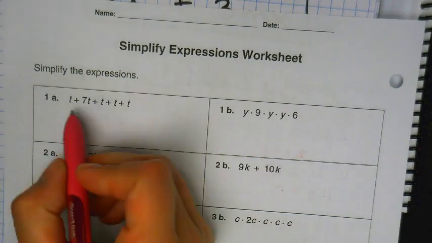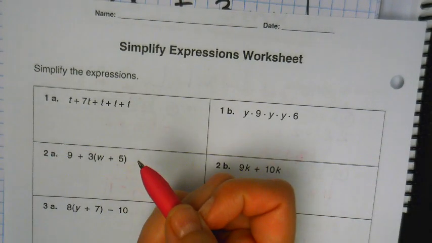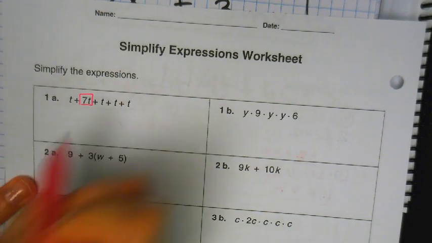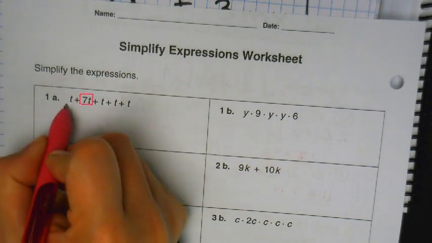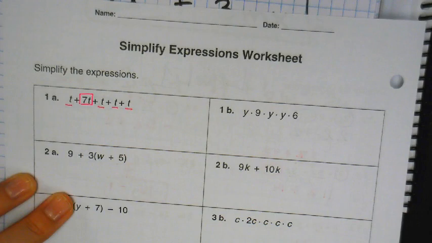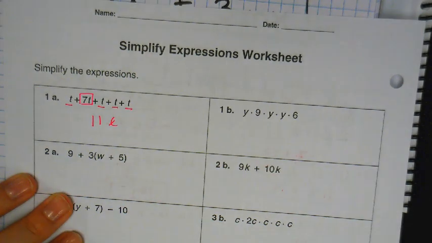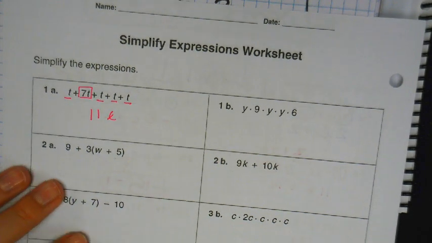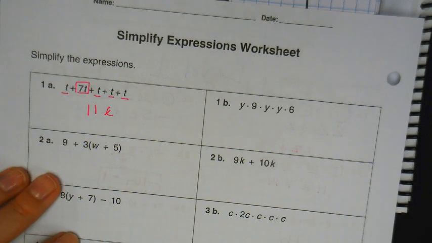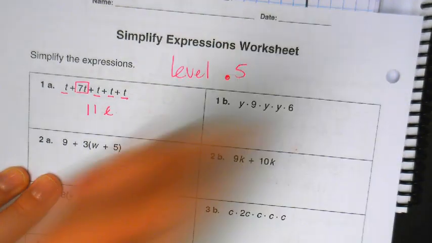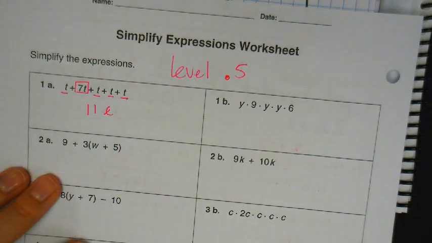All right. How many T's are in number 1A? You have 7 right here. 7, 8, 9, 10, 11. Yep, that's it. This would be like level 0.5, because it's easier than the front side. Front side has negative numbers, so it becomes a little bit more difficult. But this side is much easier.